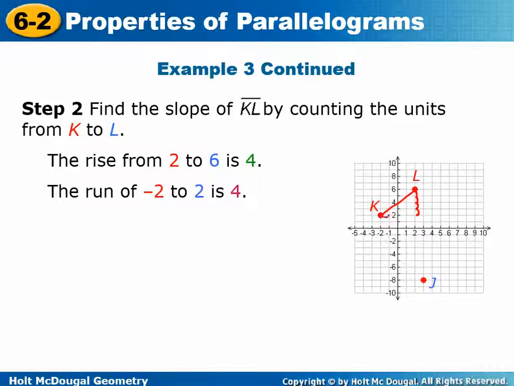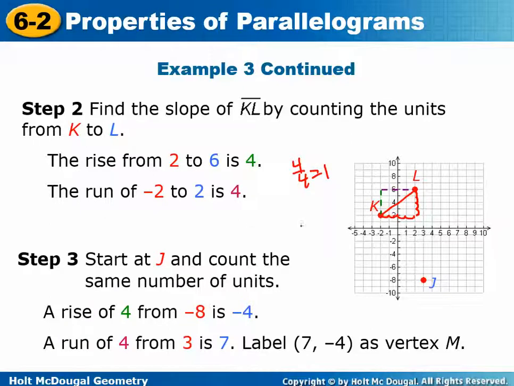And my run is 1, 2, 3, 4. Is it 4 and 4? So my slope is 1. 4 over 4 is 1. That means that the slope of the other side opposite also is going to be 1. So I can go up 1, 2, 3, 4, and over 1, 2, 3, 4. Or I could have just gone up 1, over 1, up 1, over 1. And this is where M is going to be, up there. So that's got to be my vertex, (7, -4), because that's where I ended up.